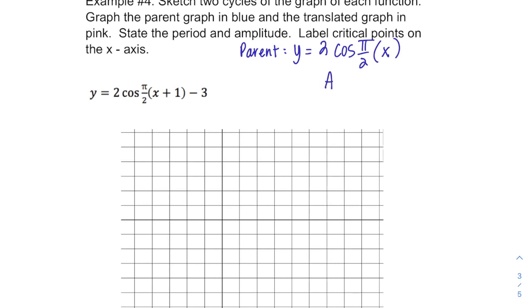Now, this one does have an amplitude and a period change. This 2 out in front is going to cause the amplitude to go from -2 to 2 versus -1 and 1. So for sure, we're going to want to label our axis. We're going to go up to -2 or down to -2 and up to 2. The period is also different. The period value is 2 pi over 2, and that's the same thing as 4. So I'm going to label my x-axis 1, 2, 3, 4.